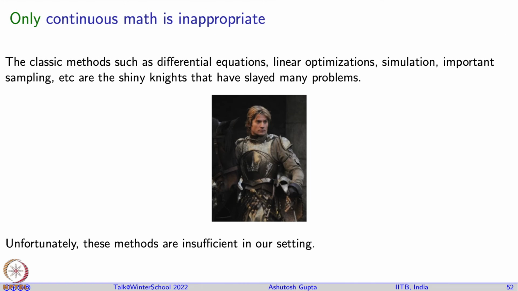So what is traditional mathematics? Differential equations, linear optimization, simulation, importance sampling. Basically, those techniques. What is importance sampling? You sample the system and guide it: if you find errors in some area, you sample more, and if you don't find many errors, you don't sample. That doesn't really work.